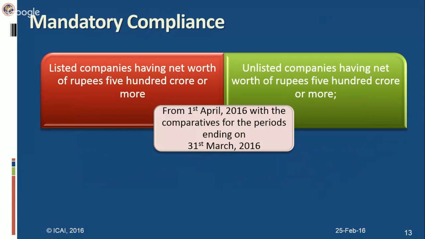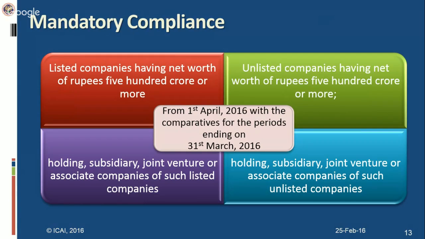In a very quick time, I will try to go through this PPT. This is clearly given in the roadmap, which has been given by MCA. All the listed companies as well as all the unlisted companies having net worth of rupees 500 crore or more are mandatorily required from 1st April 2016 to apply the Ind AS. Comparatives they have to give for the previous year ending on 31st March 16, that is the 15-16 year.